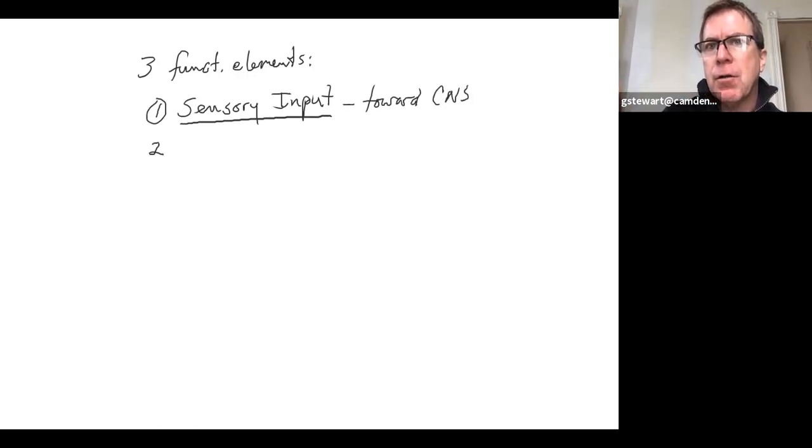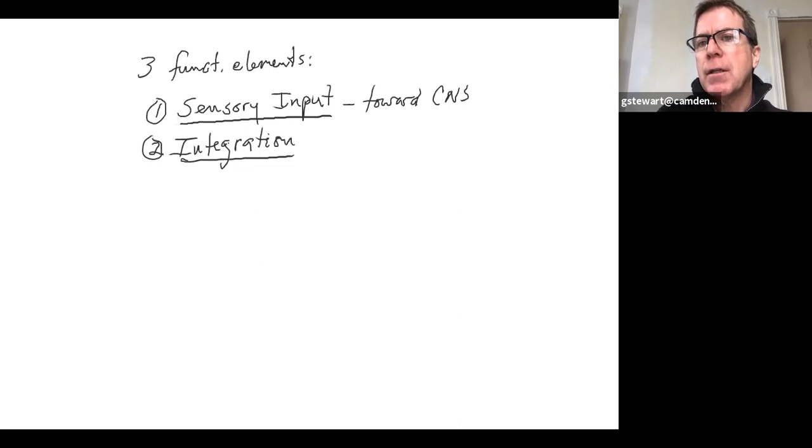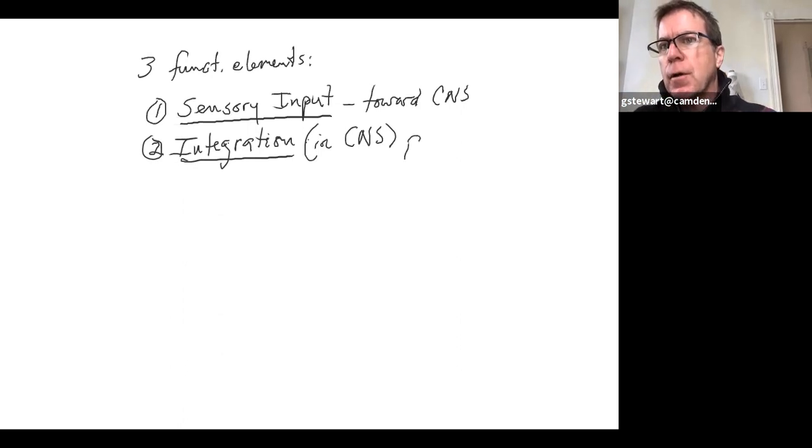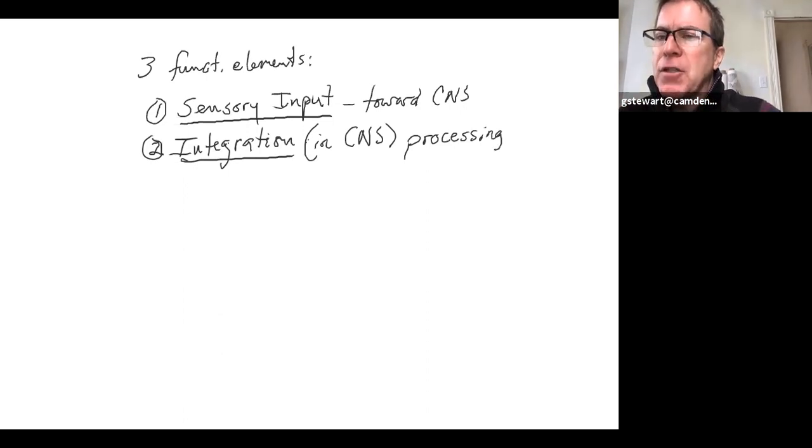Then we have something called integration, and that's what happens in the central nervous system after the sensory input signal arrives. Integration occurs in the CNS, the brain and the spinal cord. And that's the processing of the sensory input. So I'm going to use this word, processing of the incoming information. And then there's some sort of decision about what to do about that incoming information. And then the sending of a command or some sort of output.